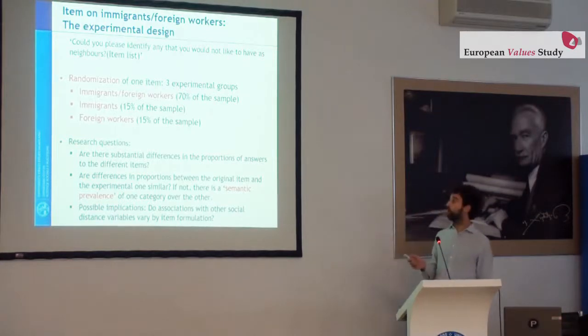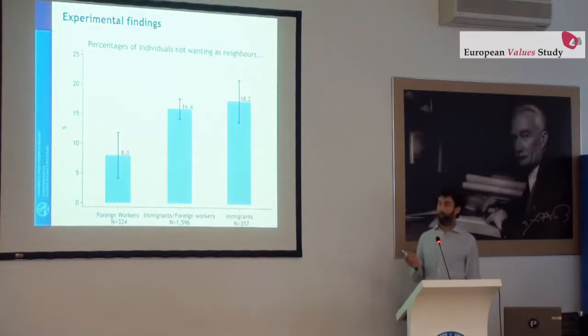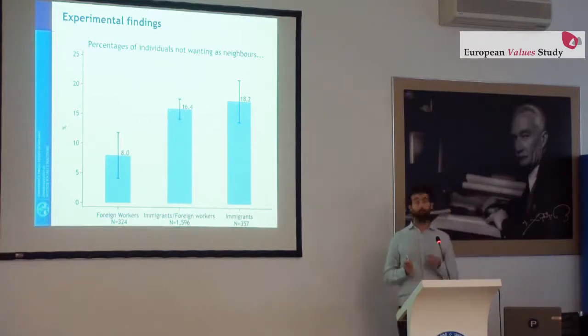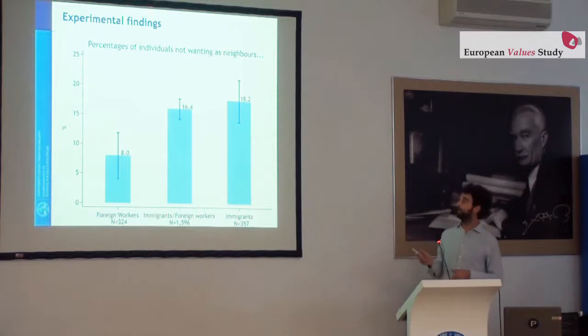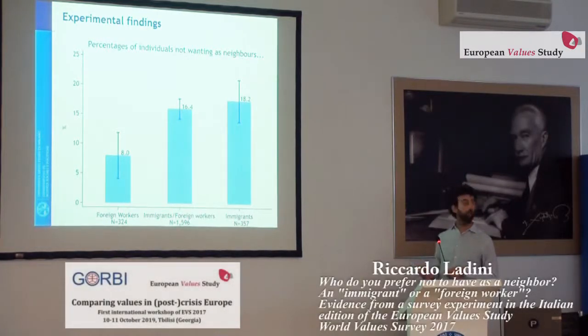So, looking at our results, this is the main experimental finding. Here we show the percentage of individuals not wanting as neighbors immigrant foreign workers by experimental condition. Immigrant foreign workers is 16.4%, 18.2% immigrants, while 8% foreign workers. Basically, half of individuals say foreign workers with respect to immigrant foreign workers, while there is no statistically significant difference between immigrants and immigrant foreign workers. So we see here a difference of about 1.8. Here the difference is 8.4.